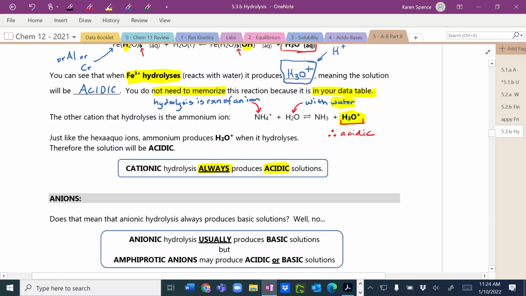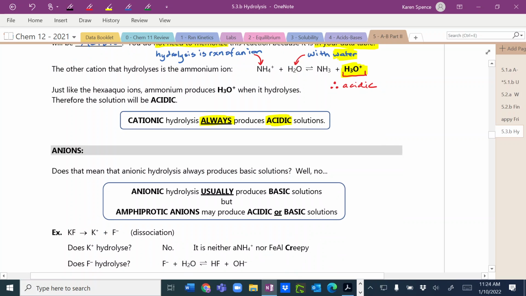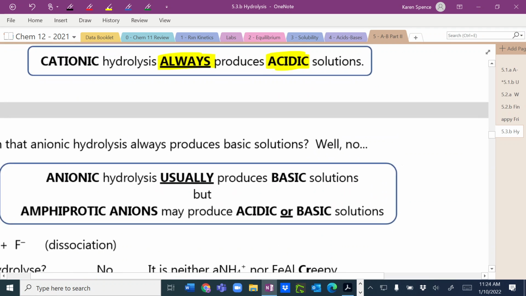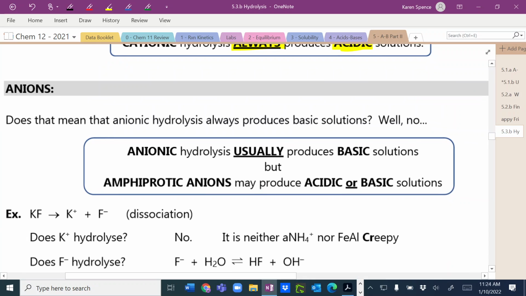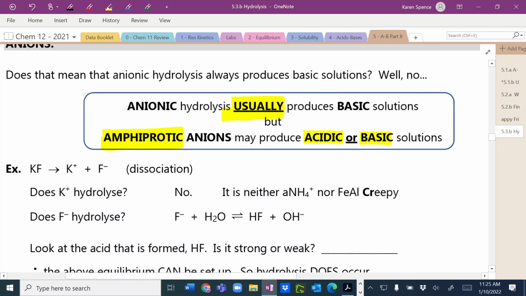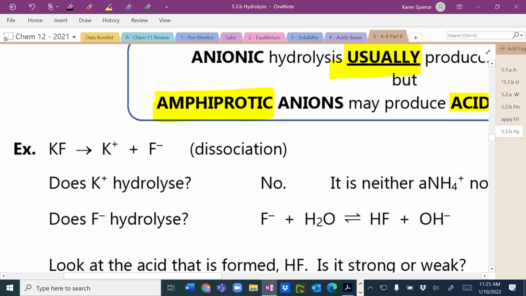Now, wouldn't it be lovely if anions always made basic solutions? Wouldn't that be nice? However, no, they usually produce basic solutions, usually. However, some anions are amphiprotic, in which case you get either an acidic or a basic solution, and you have to make a choice. Okay? So let's look at KF.